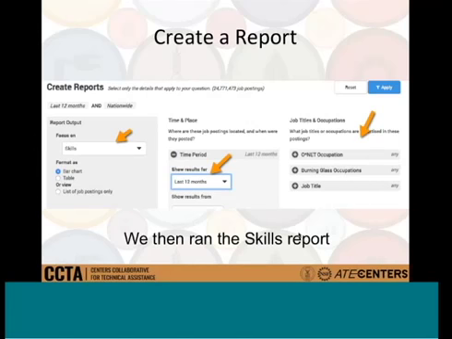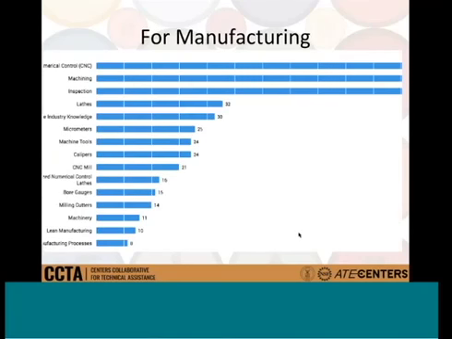Turns out Burning Glass, you can see in the middle on the right there, they sort of did some pre-filtering of categories, pretty useful. So we fiddled around, we clicked this and that, and then we applied it, and then we ran the skills report. And this is what John showed me for advanced manufacturing.